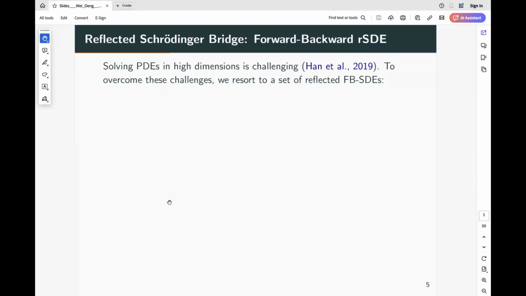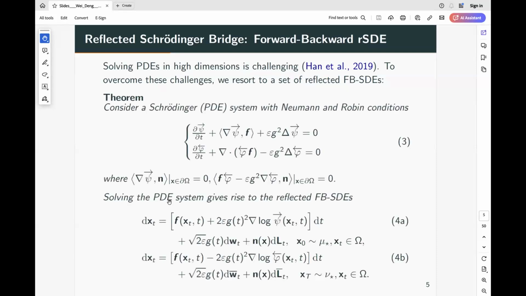Numerically, solving PDEs on high-dimensional meshes is quite challenging, and it often causes the curse of dimensionality. To tackle that issue, we may resort to a set of reflected forward-backward SDEs, meaning we can consider a Schrödinger system with Neumann boundary conditions and use the reflected forward-backward SDE to solve the PDE. Basically, the SDE is almost the same as the vanilla SDE, except that we need to include the local time to take care of the particles around the boundaries.